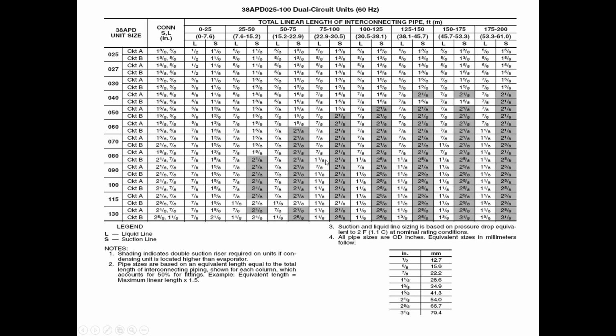Shaded or a T or an asterisk is going to be down in the notes on condensers, and they will tell you double discharge risers are needed if certain things are in place. Okay.